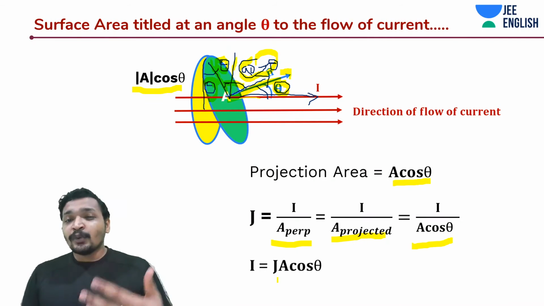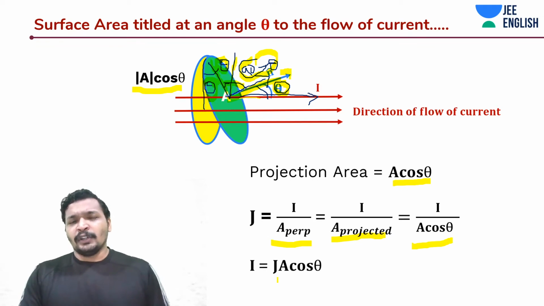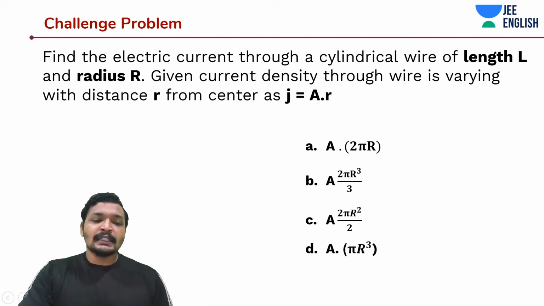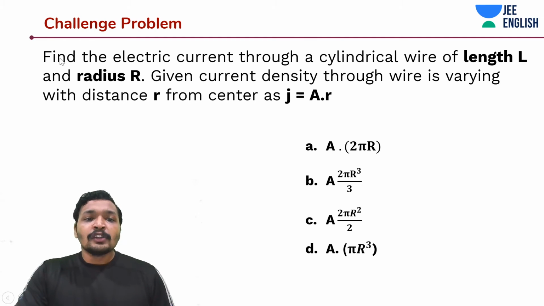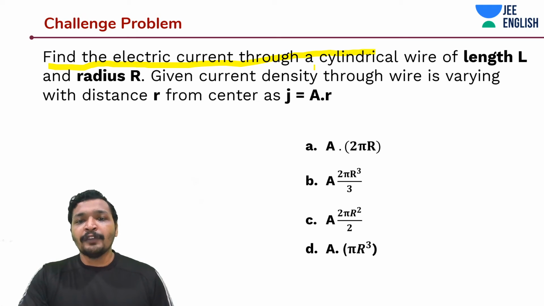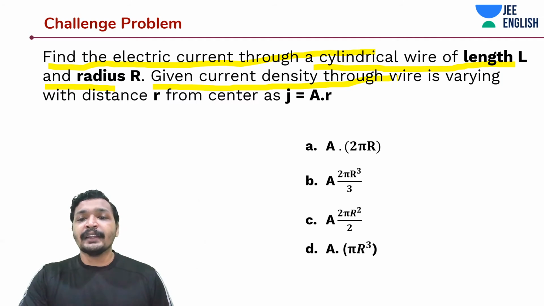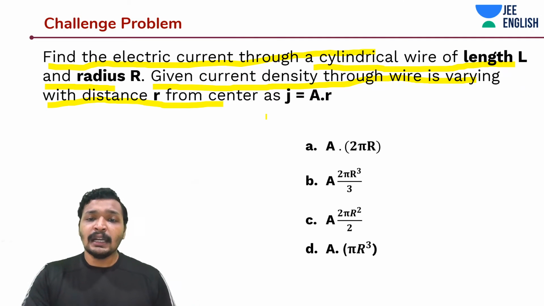So these were two kinds of things that you would generally come across when they are talking about projected area, etc. Now let's solve a problem around current density. Find the electric current through a cylindrical wire of length L and radius R. Given the current density through the wire varies with distance r from the center as J is equal to A into r.